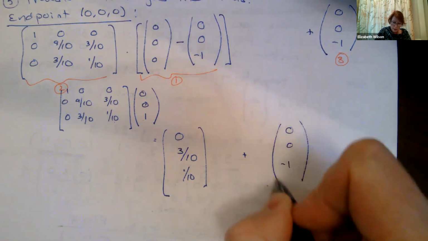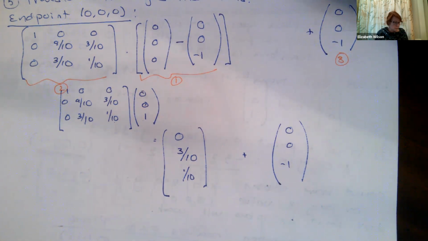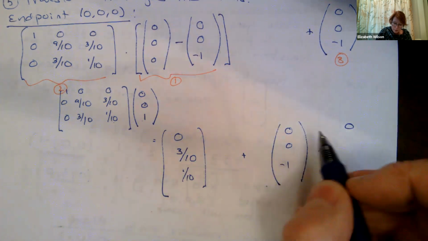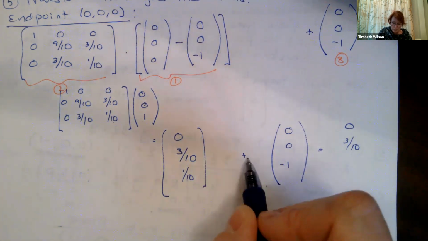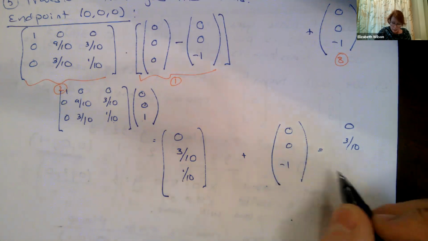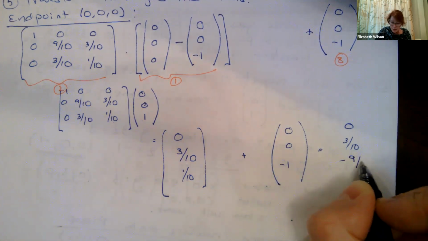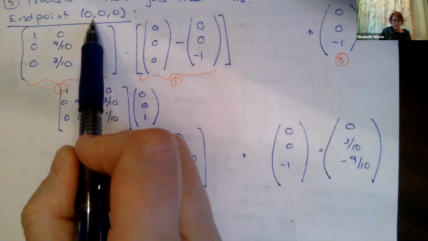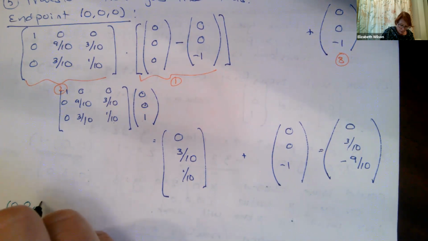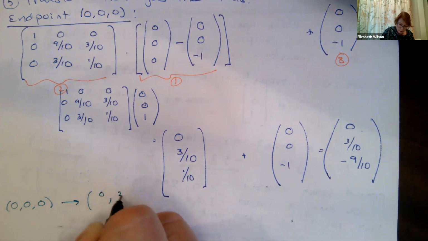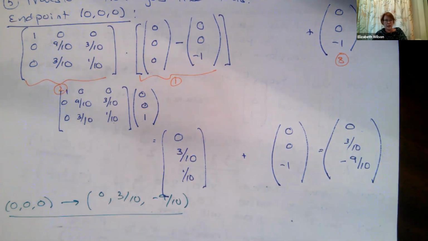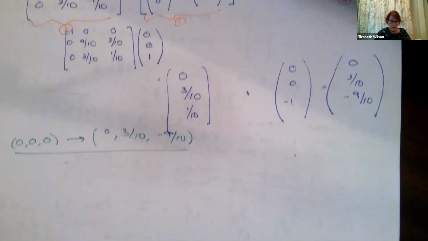You have to shift the world back. So I'm going to get 0 minus 0 plus 0, 3 tenths plus 0, 1 tenth plus a minus 1. Minus 1 is 10 tenths. So 1 tenth minus 10 tenths is minus 9 tenths. So this point 0, 0, 0 is now 0, 3 tenths, minus 9 tenths. We've projected it onto the plane. All right, I'm going to do the other one.